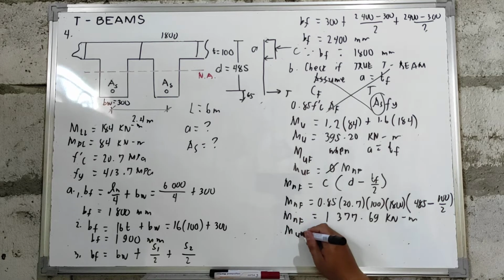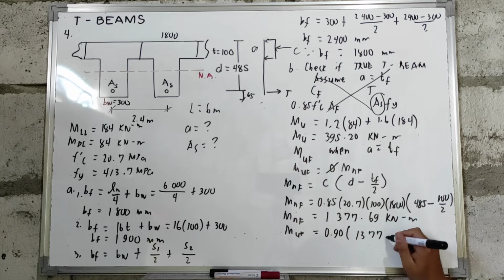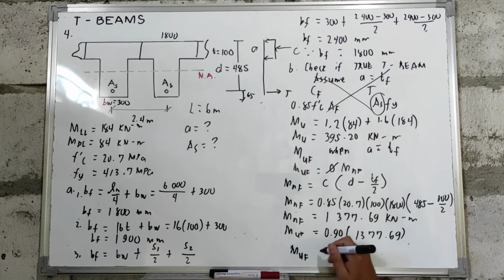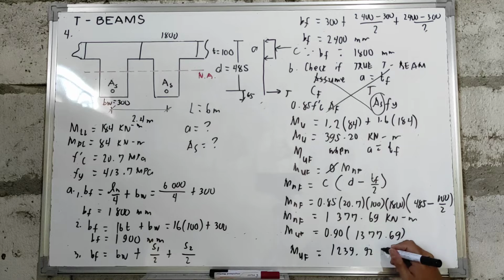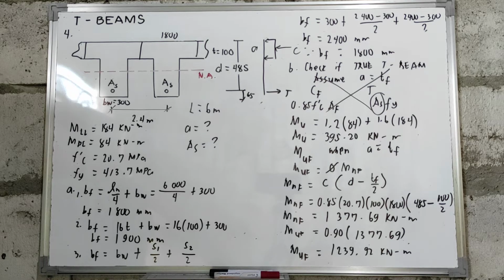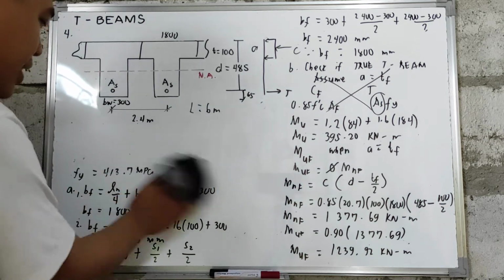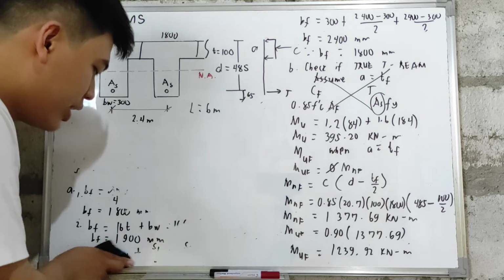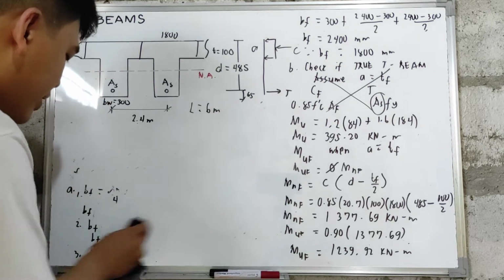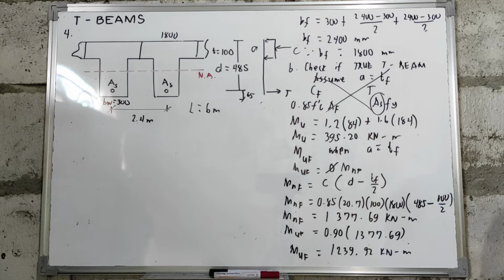So for that, kunin natin yung MUF natin. Sasabihin natin na assuming na tension control tayo, multiplied by the nominal moment. So makukuha natin that your MUF that is equal to 1,239.92 kilonewton meter. So with that, di ba yung principle natin dito is kailangan mag-balance yung mga values sa moment natin, yung mga values sa compression natin, at saka sa tension. So with that, kung sa naunang problem, kinompare natin yung CF at saka T, dito naman, we are going to compare yung MUF natin at saka yung MU na na-compute natin.